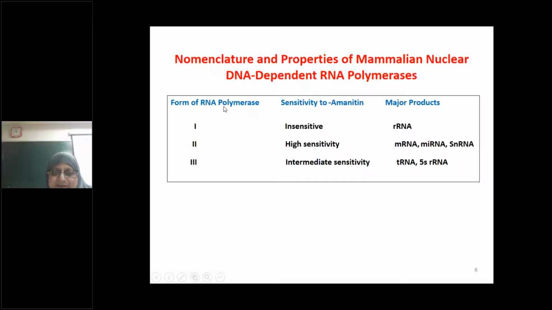So we have seen the sensitivity of these RNA polymerases to this peptide. You can see the type 1 is insensitive, while the type 2, which synthesizes the mRNA, is very highly sensitive to this toxin, while the type 3 shows intermediate sensitivity.